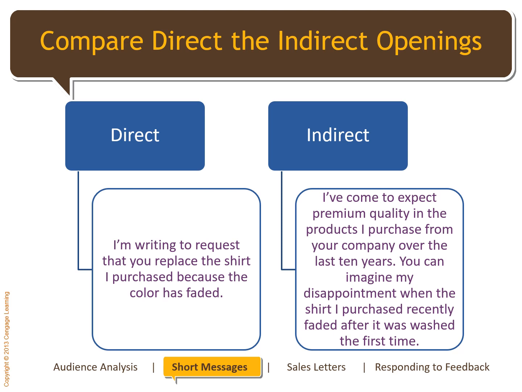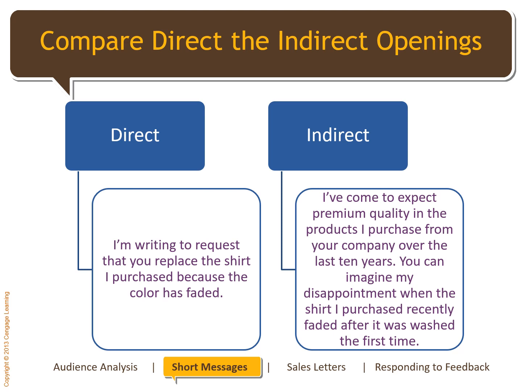So here's a nice example of a direct and an indirect opening. In the direct opening, you are basically at the very beginning just presenting your request or suggestion or proposal. I am writing to request that you replace the shirt I purchased. This is what you want. And then why you are requesting this, what is the reason behind it? Because the color has faded. So you present your request first, and then you present your supporting ideas.